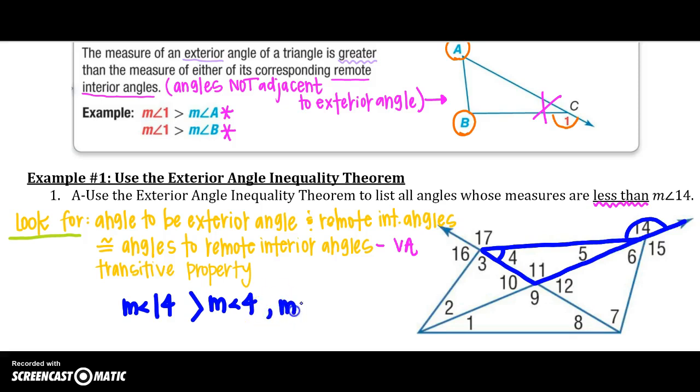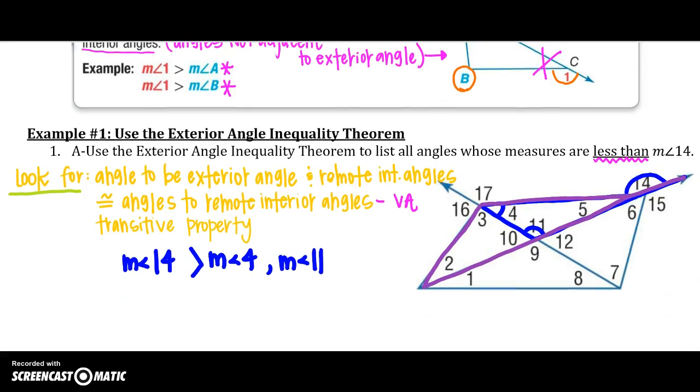And I also know angle 11 is a remote interior angle too. Then notice that 14 can also be considered an exterior angle to the purple triangle. So I can use that same concept again. The measure of angle 14 is greater than, notice angle 2 is one of those remote interior angles that it doesn't touch. And the other one is 3 plus 4, so I can also use the measure of angle 3 in there as well.